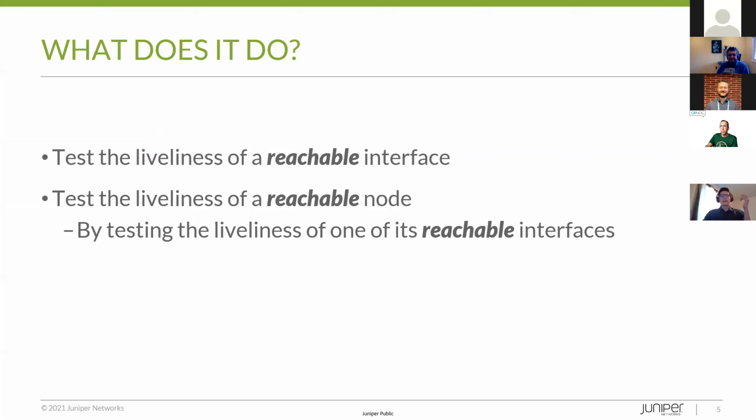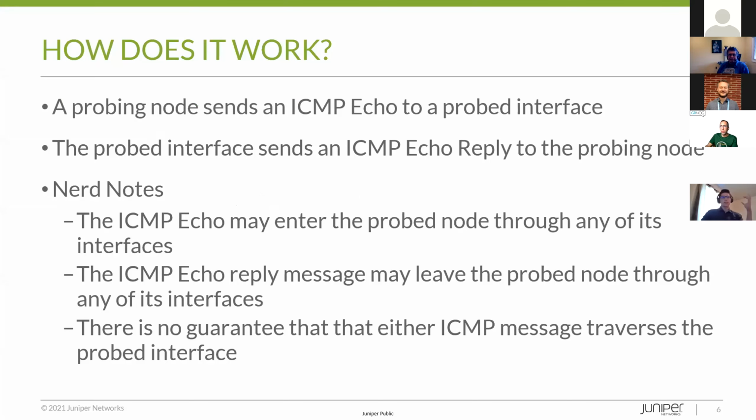So ping tests the liveliness of a reachable interface, and you use it typically to test the liveliness of a reachable node by testing the liveliness of one of its reachable interfaces. So you send the message to its interface, and then it will respond, and that's how you will know the node is active. And it really does this by sending an ICMP echo to the probed interface, and the probed interface will reply with an ICMP echo to the probing node.